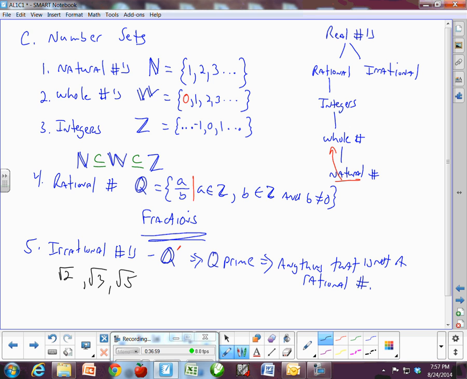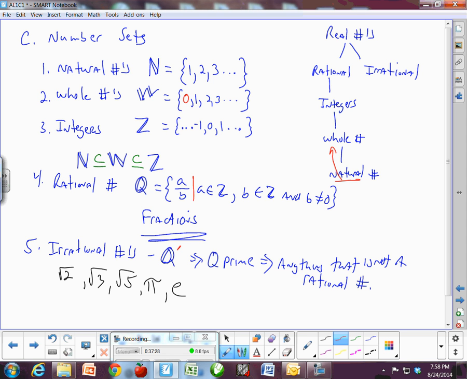Now, not the square root of 4, right? Because what's the square root of 4 equal to? 2. All right, don't be caught up there. Square root of 4 is a natural number. It's 2, right? Pi, even e, you'll learn what e is later on down the road. It's 2.718281828. But anyhow, don't worry about that.